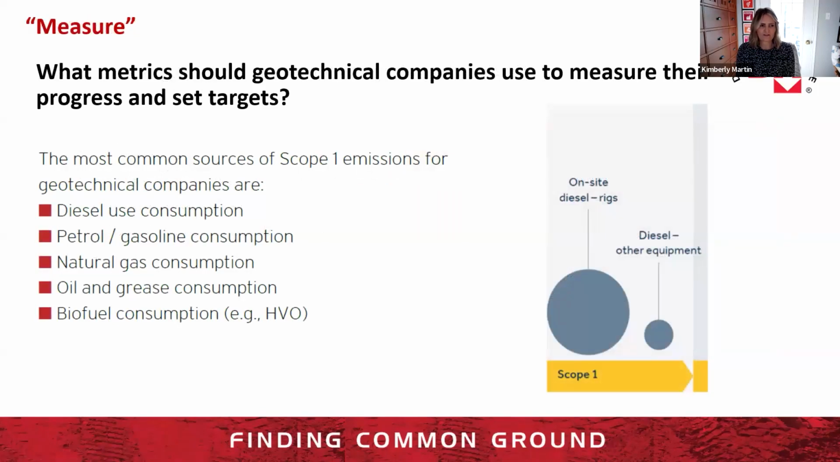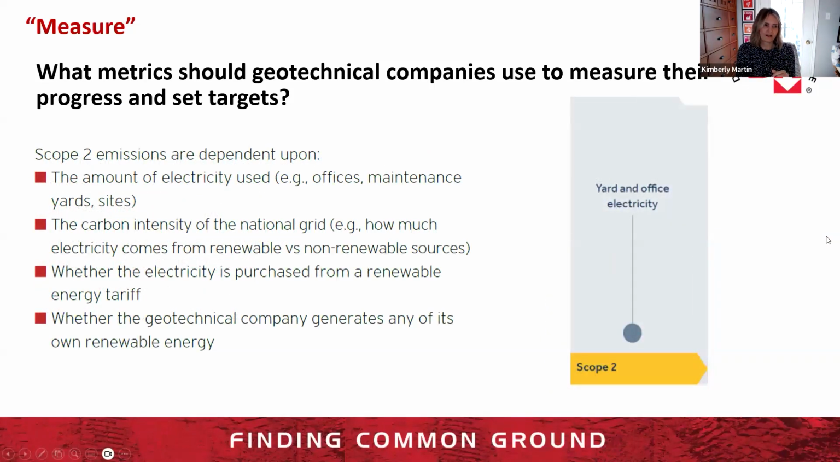So finally, we get to measure. This guide breaks down what we should consider for each scope. Common scope 1 emissions are diesel and gas use, natural gas consumption in offices, typically for heating, oil and grease for equipment, and maybe biofuel like biodiesel or renewable diesel.